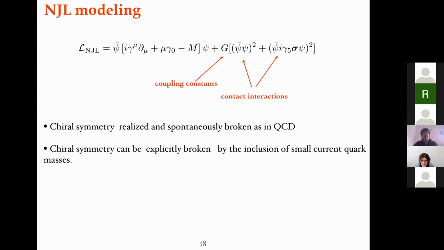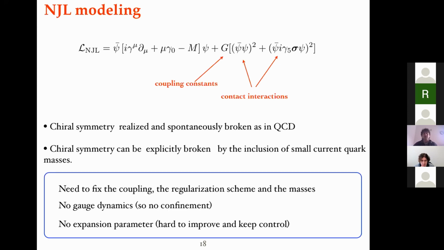The other method is NJL-like modeling, in which you replace the QCD interaction mediated by gluons by local interactions, a contact interaction like in Fermi theory. It is very nice because chiral symmetry is realized and spontaneously broken as in QCD. However, the shortcoming is that one needs to fix the coupling, the regularization scheme, and the mass system of these fermions. There's no gauge dynamics, so there is no confinement, and there is no expansion parameter, so it's hard to improve and keep control on the results.